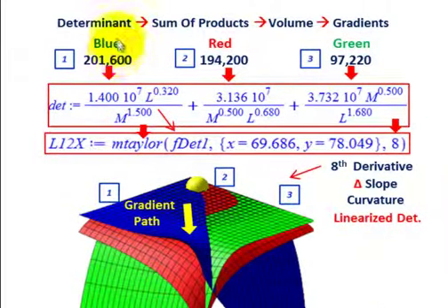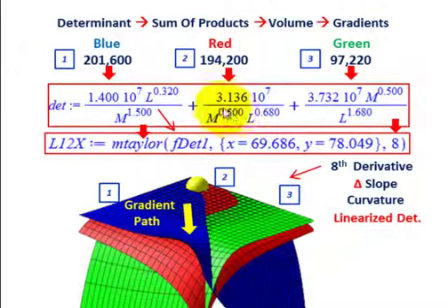Okay, now we'll expand on this determinant, our sum of products, to get a little better understanding of what's going on. What we're going to do with this three-part sum of products for a determinant is a Taylor expansion of the sum of products, and I'll do it to the 8th degree. Really, we're taking the derivative of this determinant, this multivariate solution.